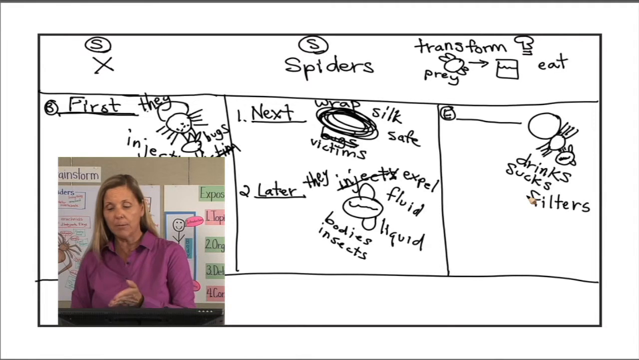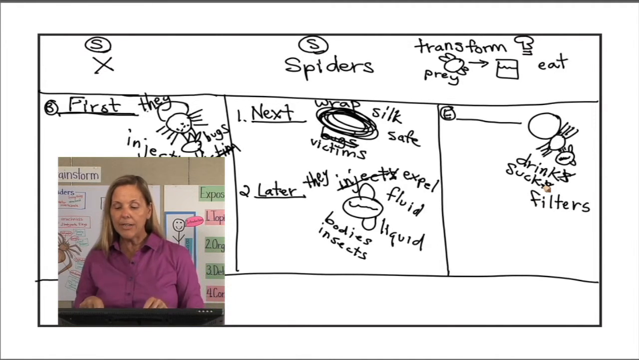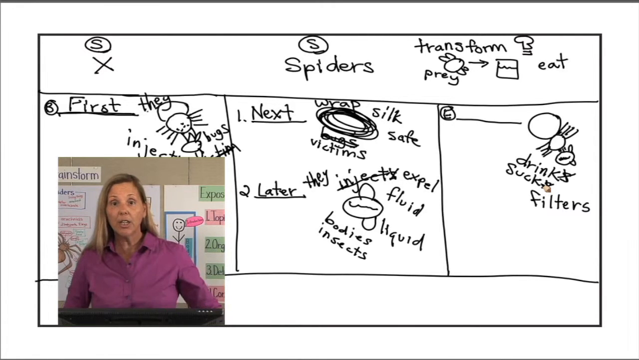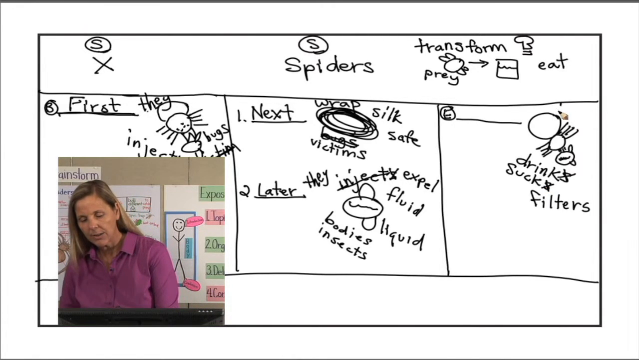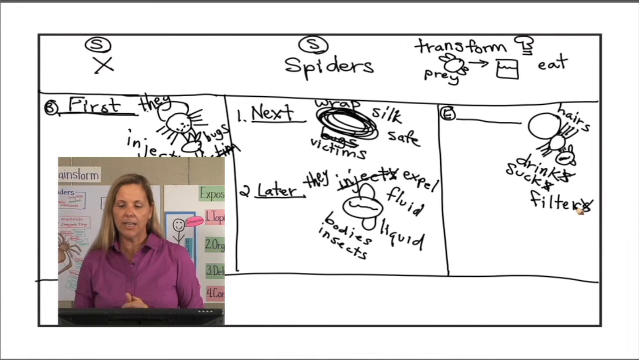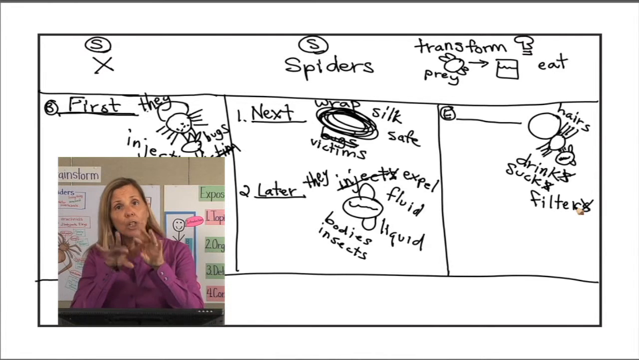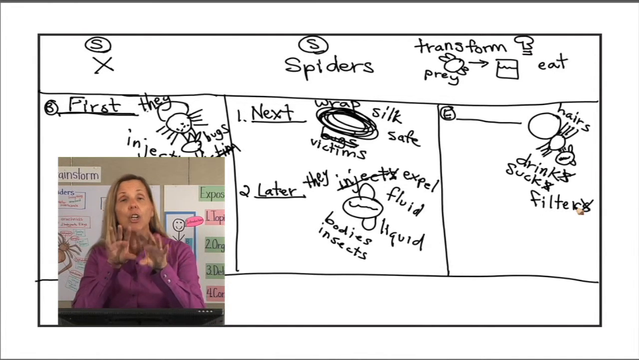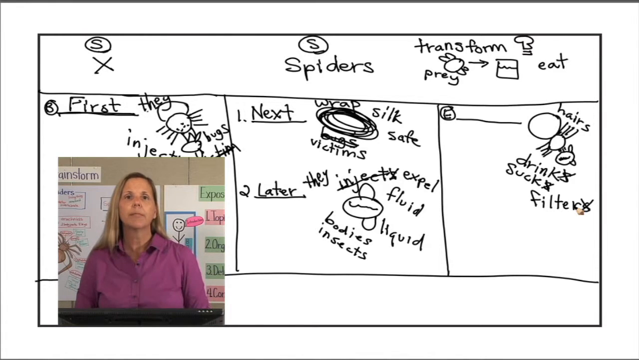Who or what am I talking about? Spiders. What information am I telling you about spiders here? Spiders use little hairs. Ooh, let's write hairs here. Spiders drink the liquid using little hairs as a filter. Love it. So let's say it again. The spiders use little hairs as a filter to drink the liquid.